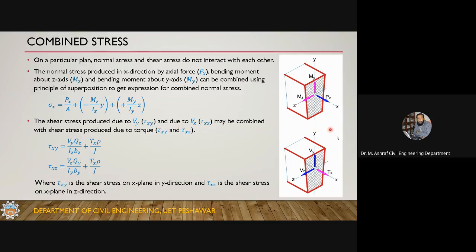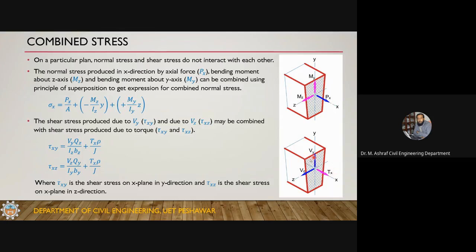Like if you just talk about this one, if you have a shear force in this direction, and if you have a body with a normal force in this direction, then they do not interact with each other, though they are in the same direction. If you have a shear stress in this direction and a normal stress in this direction in a certain body, they do not interact with each other. But if they are of the same kind, then they interact with each other. Same kind means if they are shear, then they will interact with each other.